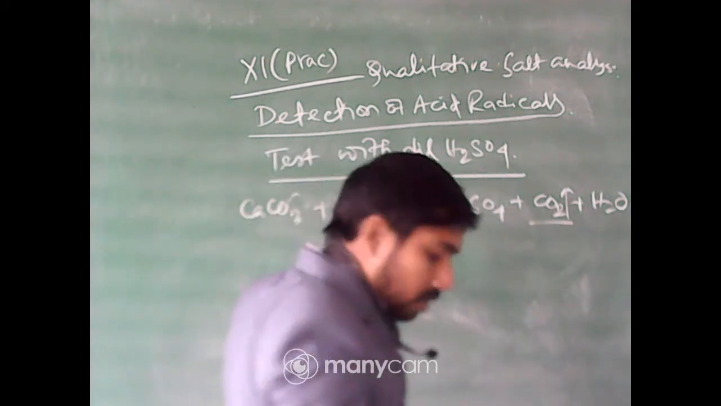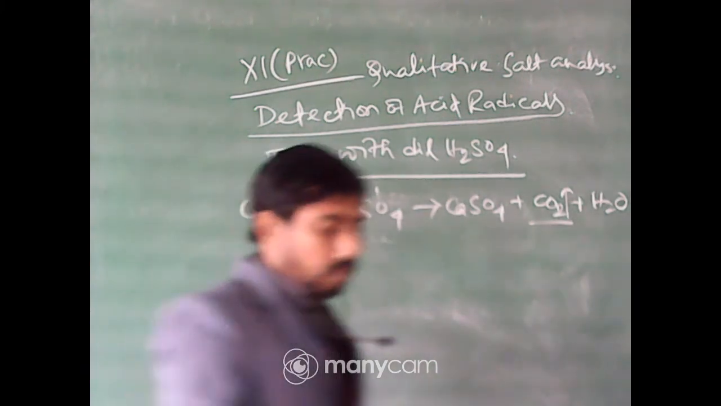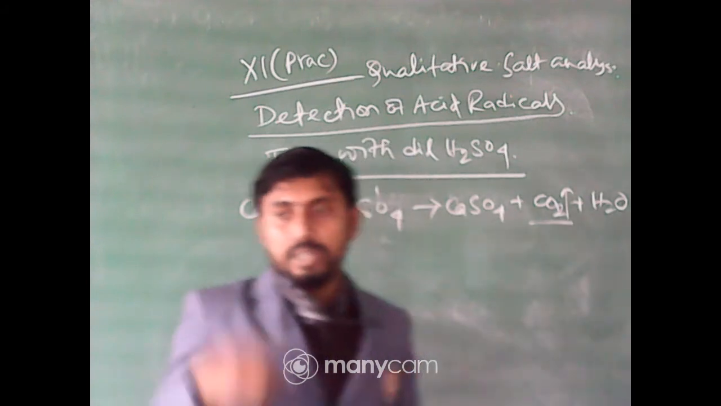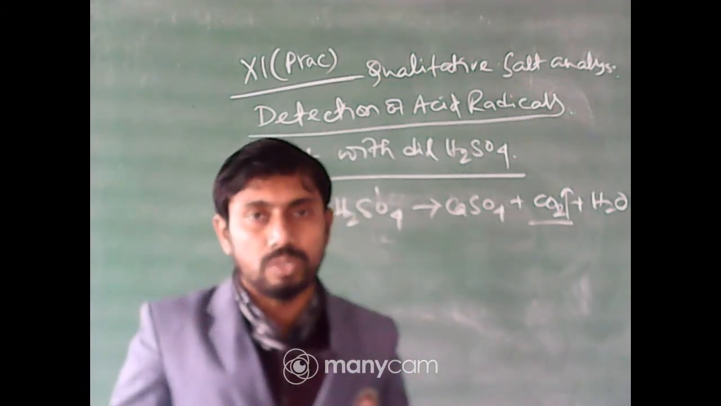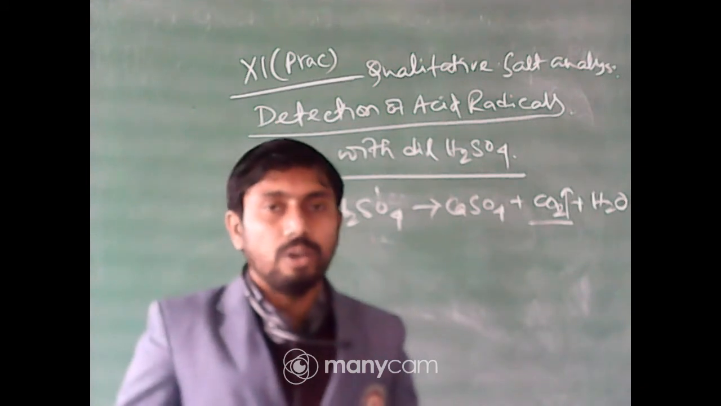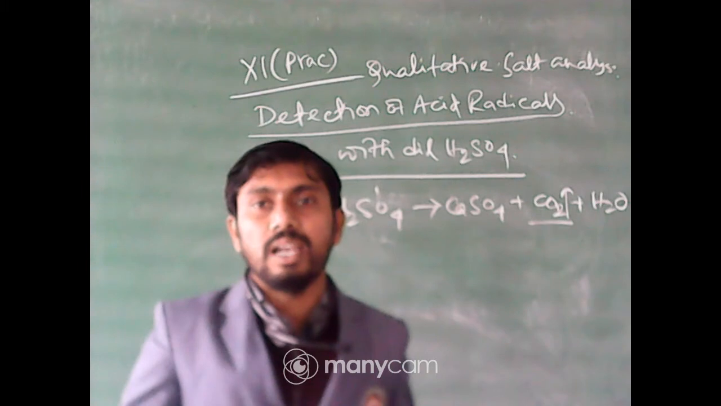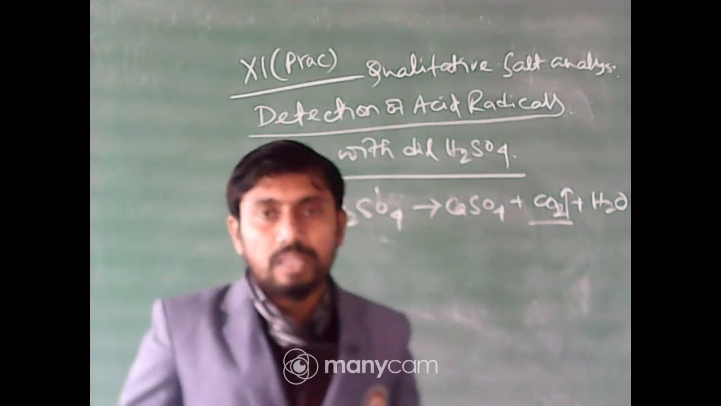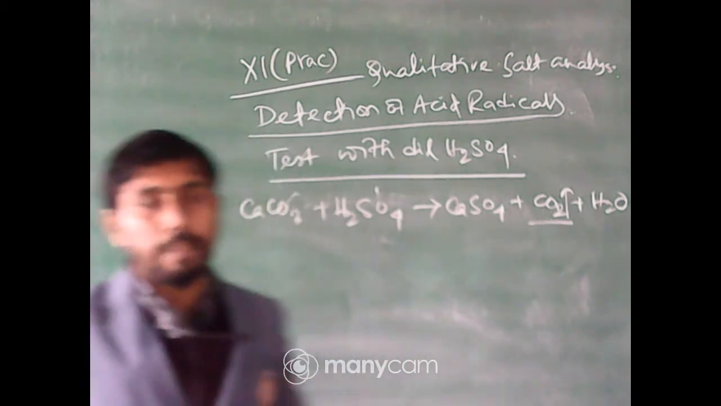Next one, we will see that for sulfides. Now the observation for sulfide: it is identified by our nose, that is by smell, and also the issuing gas turns the lead acetate paper black.